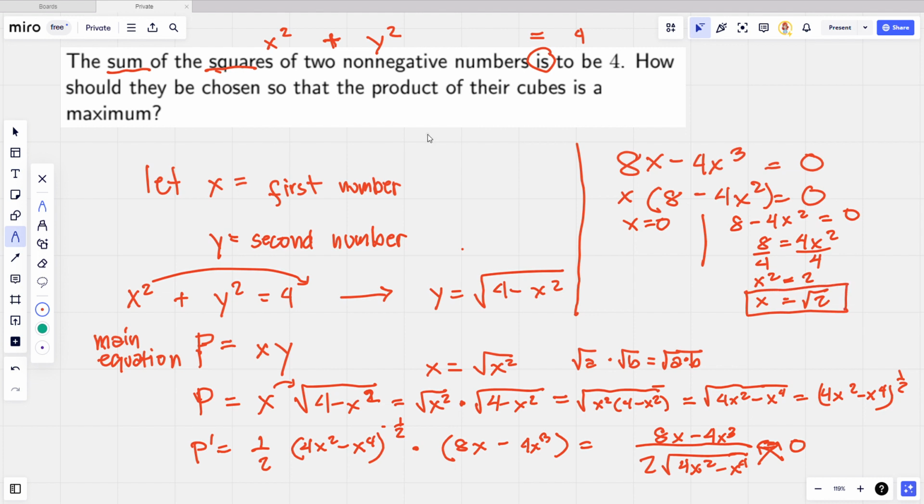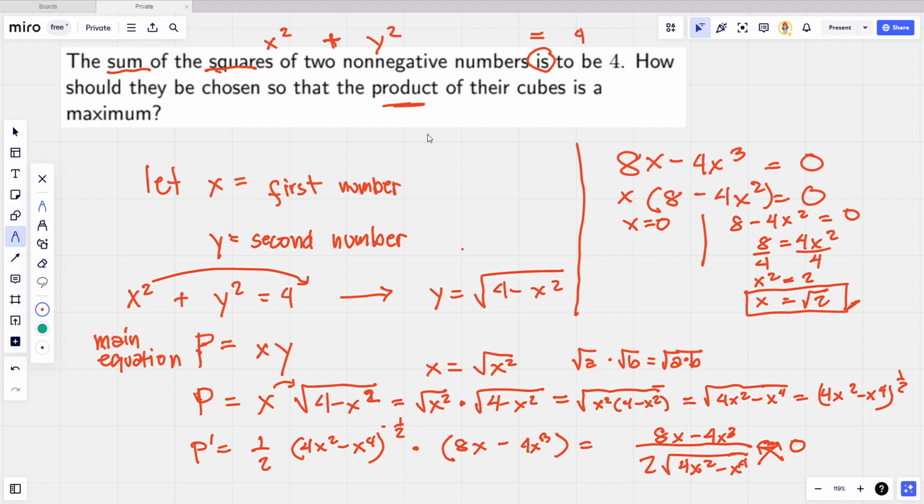We can't use x equal to 0 because when we multiply that by our second number, we would get a product of 0, so we wouldn't get a value for the product. We can't really say that it's a maximum then. So we always choose this value right here, the positive number, because it's stated that it's non-negative. So we have x equals the square root of 2.